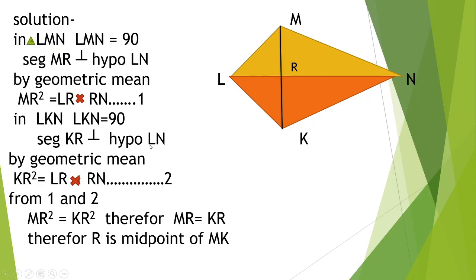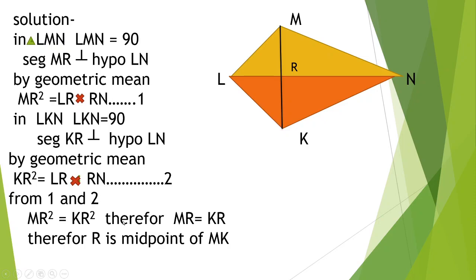Observe the first equation and the second equation carefully. The RHS of both are equal. Here LR into RN, here also LR into RN. If the RHS is equal, then in the first and second equations the LHS also becomes equal. So you can write from first and second, MR square is equal to KR square.